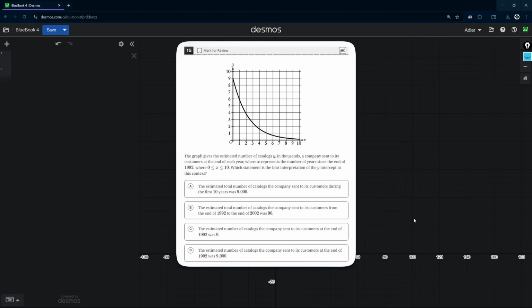So if we read through the options, A, the estimated total number of catalogs the company sent to its customers during the first 10 years was 9,000. That's not accurate. We're talking about where x equals 0, which is the y-intercept, and that's just talking about the first year.